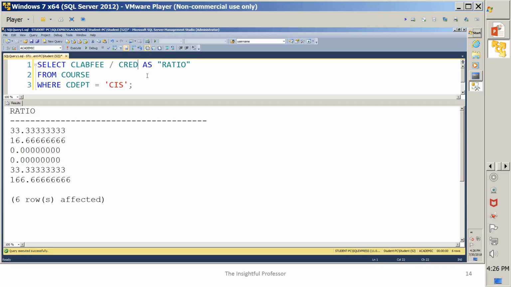So you can't do that with the name of a column. See, credit is an integer. Lab fee is a numeric or a decimal, so we don't have to worry about it. But if they were both integers, that principle doesn't help. So I've got another way to do that, and I'll show you that in just a moment.